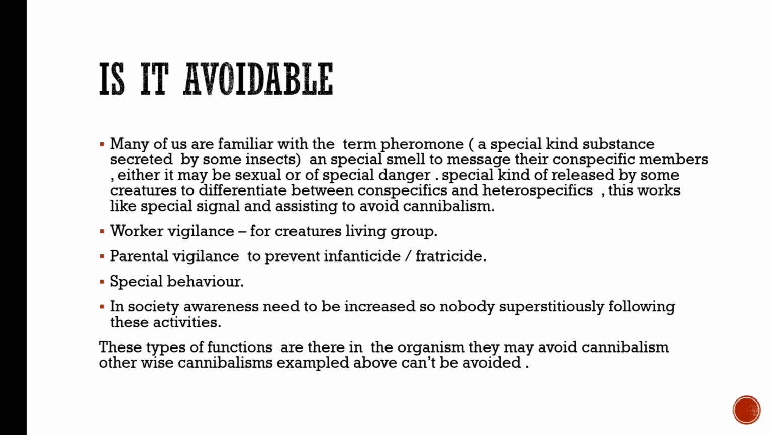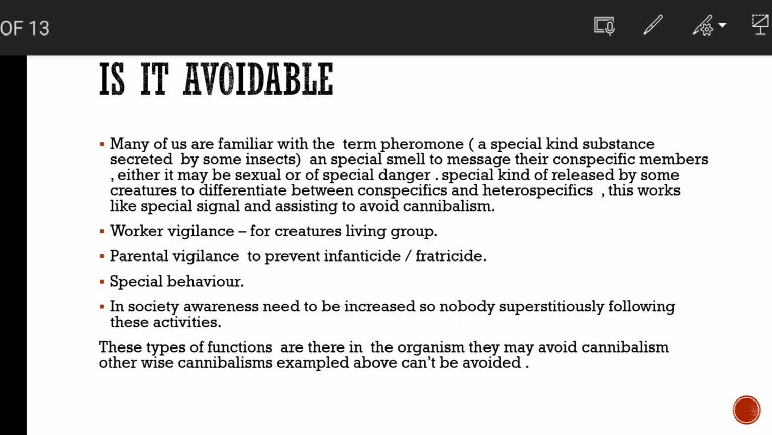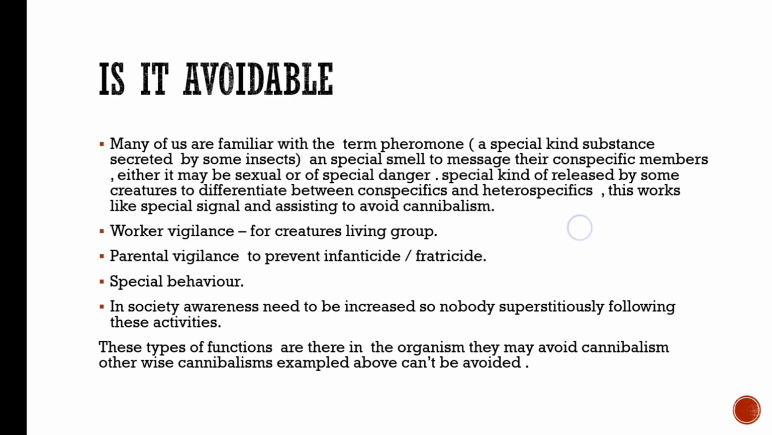balanced, is it avoidable? So I mentioned here the term pheromone. Pheromone is a special kind of substance released or secreted by some insects, and this is considered a means of communication and to send messages of the existence of special danger for the population. In locusts you can see that they release a special smell to warn other members of that species that this is a locust and this is not supposed to be eaten.